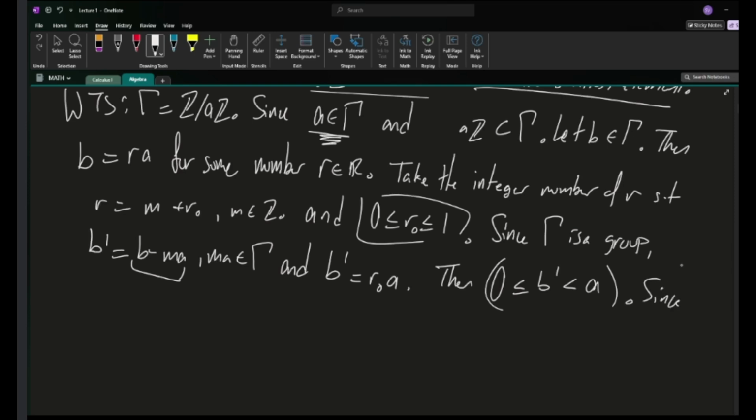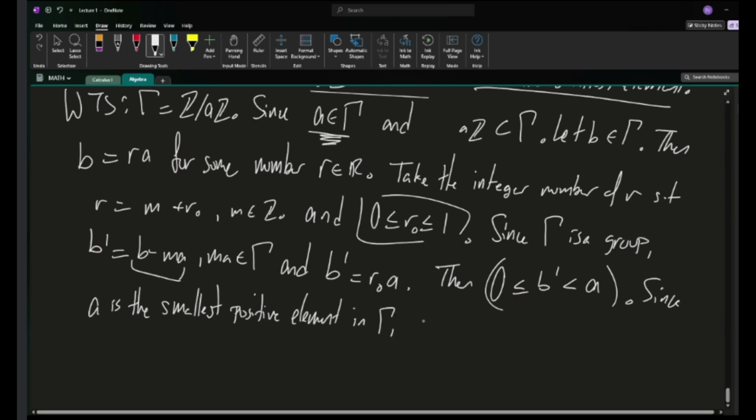Since A is the smallest positive element in gamma, B prime must be 0.